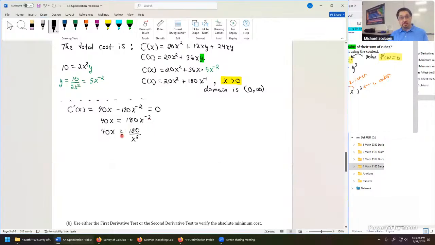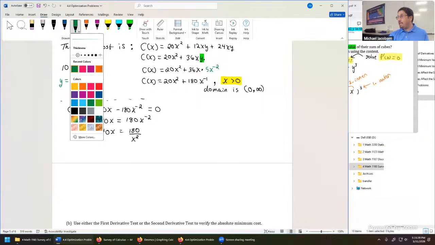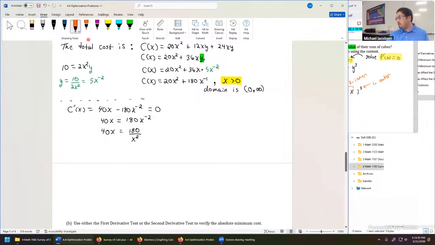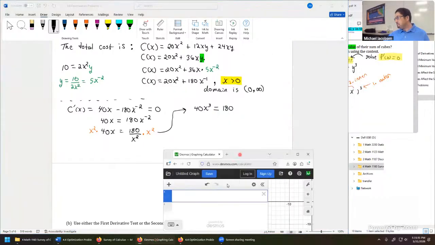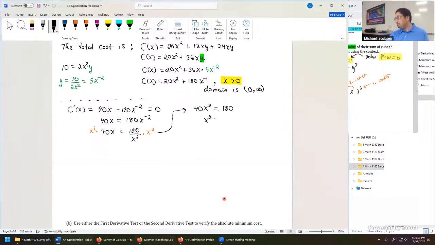Clearing the denominators now just amounts to multiplying both sides by x squared. So go times x squared here, times x squared here. We get the new equation that 40 x to the power 3 is equal to 180. Now, I think we need a calculator at this point. 180 divided by 40 is a nice even 4.5. So x cubed equals 4.5.